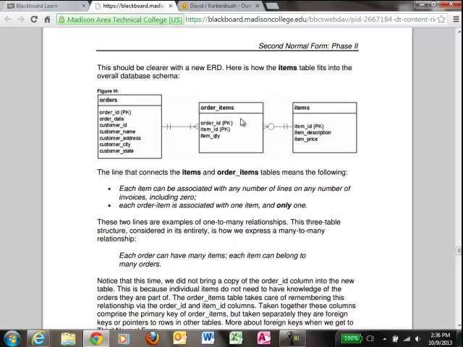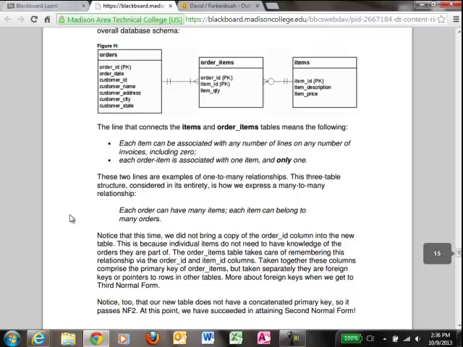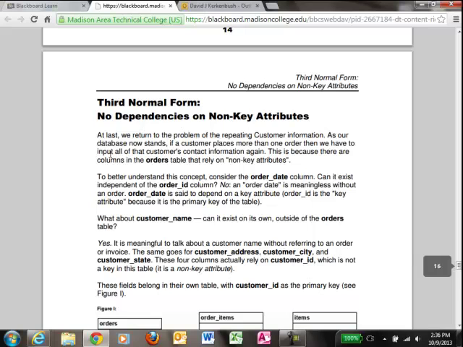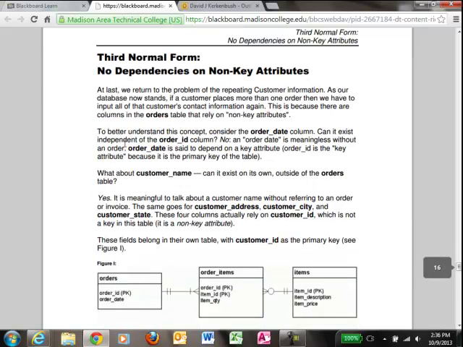Now this is a tough step. It's going to take a while to fully understand, but I think this is a good example to start with. That takes us to the third normal form. I'll pick up with the next video there.